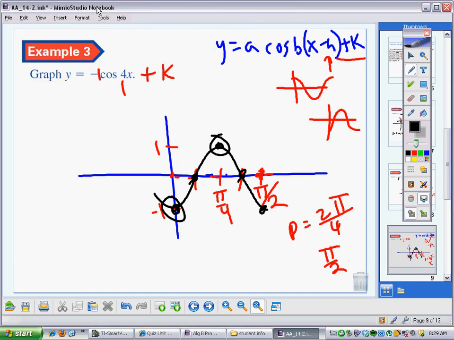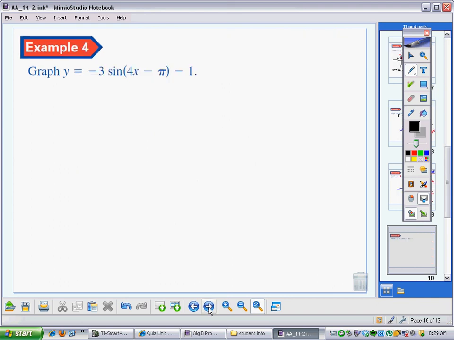Last one. Ready? Here we go. This is clearly the hardest one.